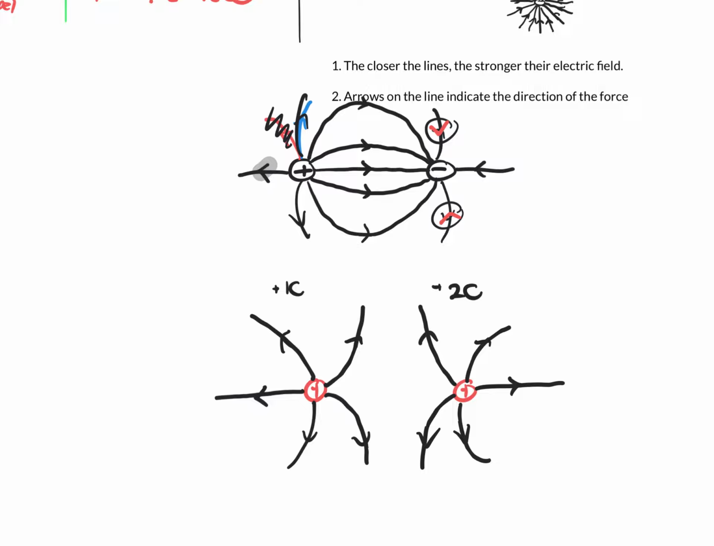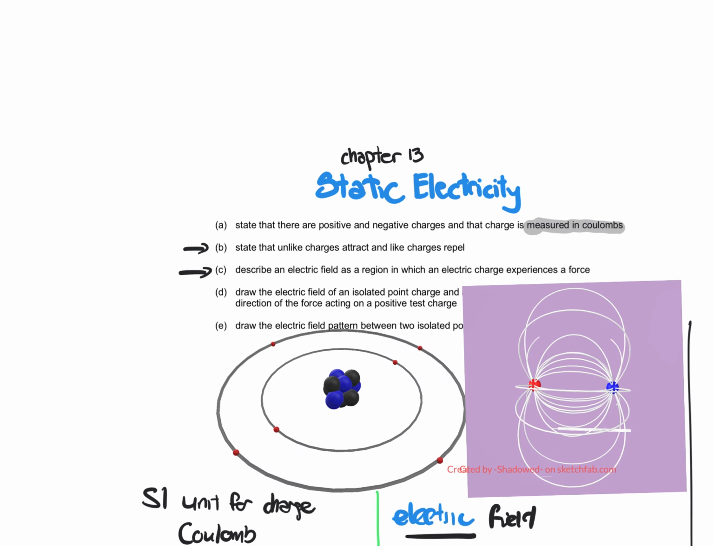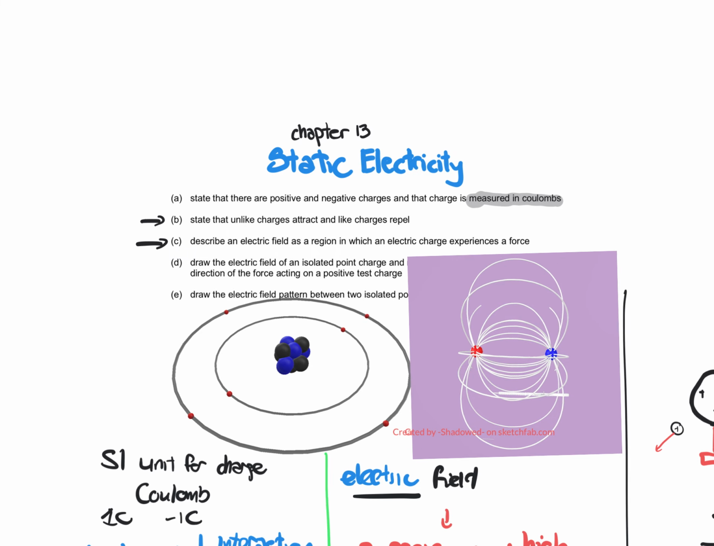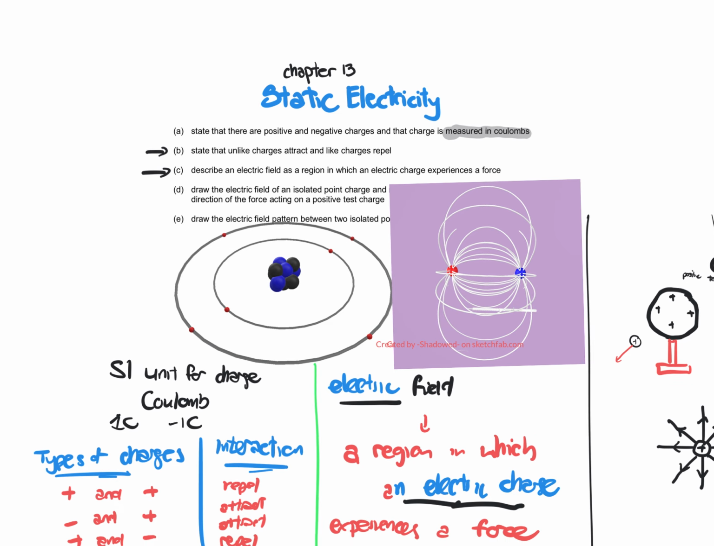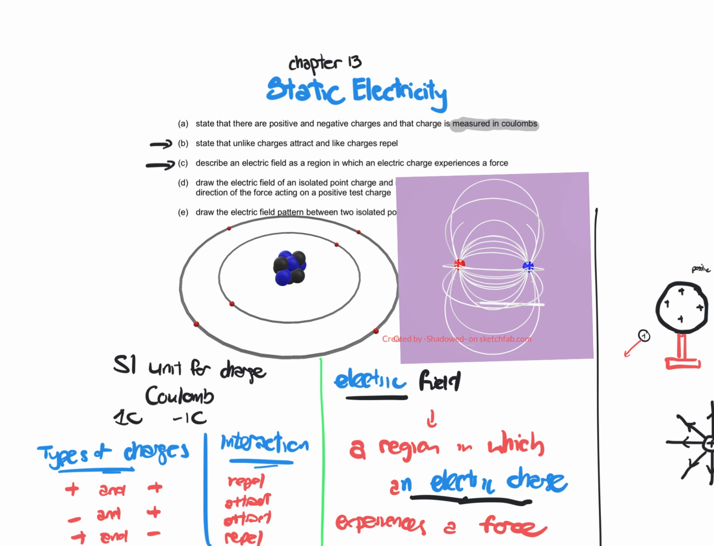All right, so what we have here so far is that we have understood that when we have positive and negative charges, we measure them in coulombs. We know how they interact, where unlike charges attract, like charges repel. Psst, by the way, this one is usually always tested. This is usually the first thing you must mention in an explain question, which we'll do next time.